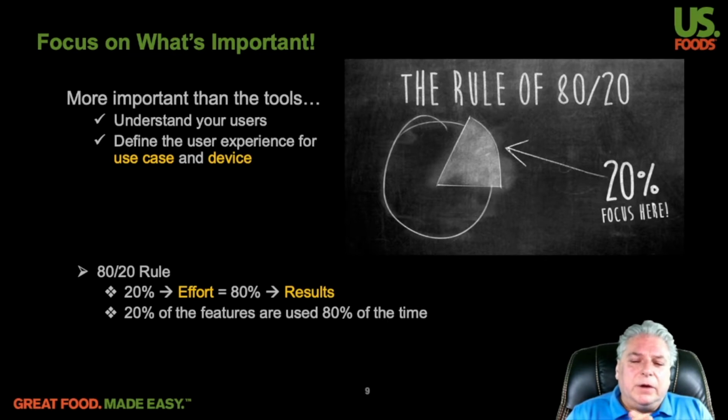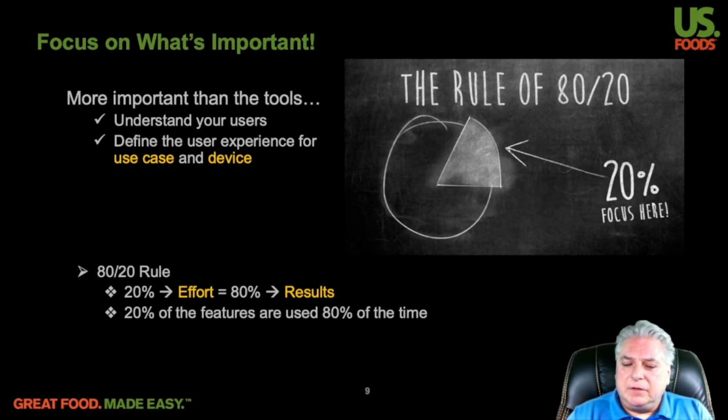Secondly is the 80/20 rule. And of course, you probably know the 80/20 rule really applies to a lot of things in life. But basically, the idea is typically 20% of your effort goes into about 80% of your results. So you'll do a lot of work, but not all of that work will really turn into results.